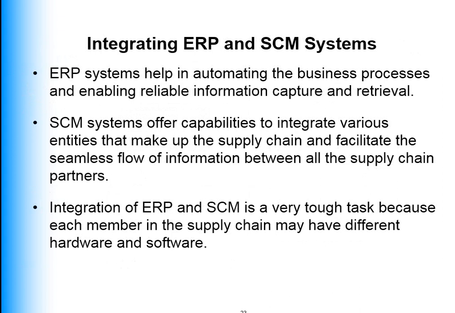So, integrating ERP and SCM systems. ERP systems help automate the business processes, enabling reliable information capture and retrieval. SCM systems offer capabilities to integrate the various entities that make up the supply chain and facilitate the seamless flow of information between all supply chain partners. Integration of ERP and SCM is a top task because each member in the supply chain may have different hardware and software.